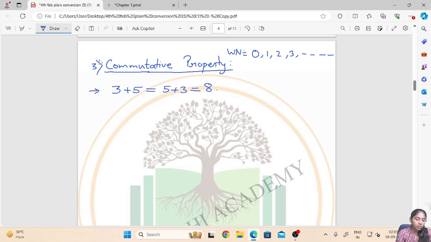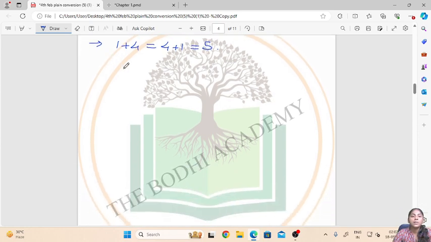Correct? So we know that whole numbers can be added in any way. Another example is 1 plus 4 is equal to 4 plus 1 is equal to 5. Right? We can take any number in any order and the answer will be the same.